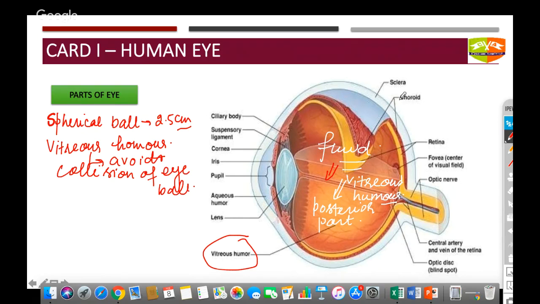Now look here. This particular part is known as sclerotic, and this is the exterior of the human eye, or the eyeball. This is the exterior part of the eyeball, and it is covered by thick fibrous tissues.